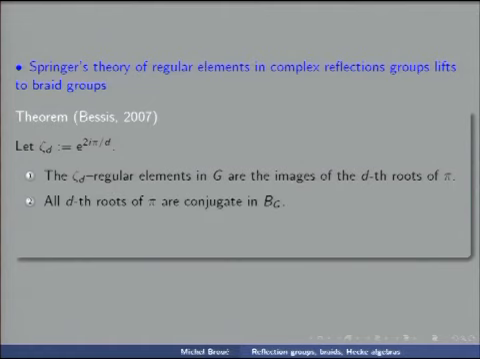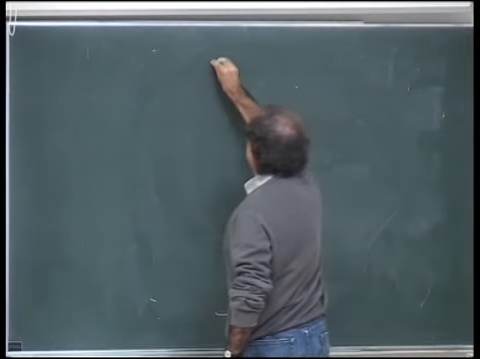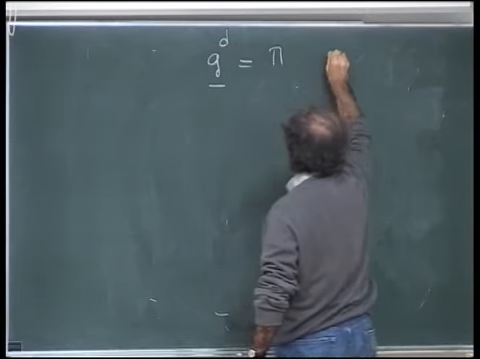Well, so the regular elements can be detected at the level of the braid group once again, and they are just the roots of pi. Now all the d-th roots of pi are conjugate, so it's a unique conjugacy class in the braid group, which is by far the best result. If you consider a root of pi in the braid group, so consider say underline G, which is a certain root of pi. This is in BG.